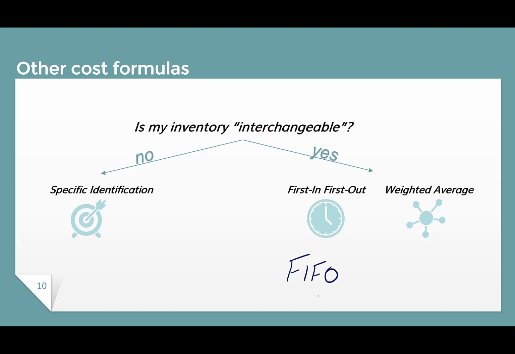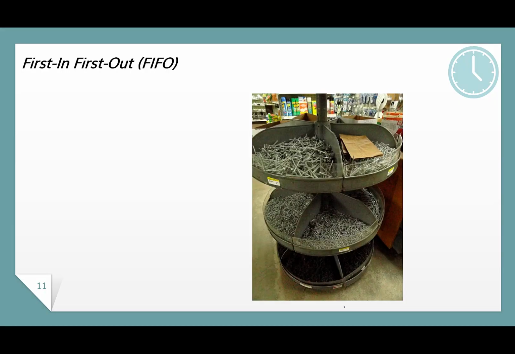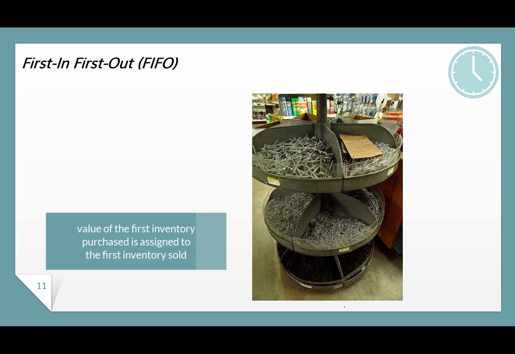Let's have a look at FIFO first. When a company that chooses to use FIFO as its cost formula is trying to determine COGS, the values of the first inventory purchased are assigned to the first inventory sold. I'm going to say that again. The values of the first inventory purchased are assigned to the first inventory sold. The thing here is our focus is not on the products themselves, but it's on the values of those products.